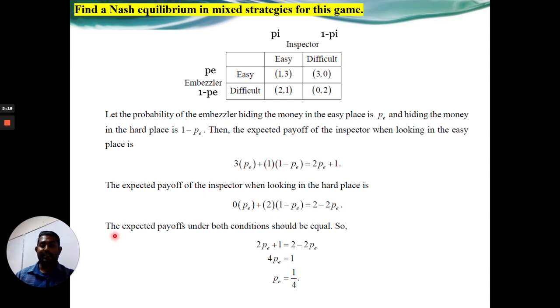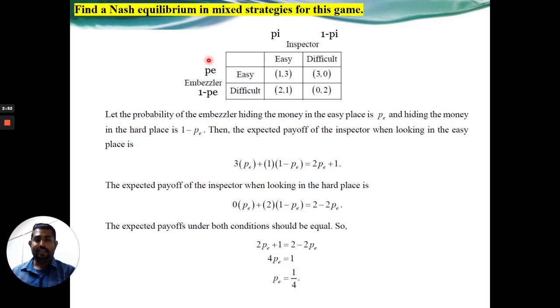And we know when it's called mixed strategy, it's randomizing between two strategies. So that's why we need to make them equal. You can look at this in today's lecture notes, in part 4. Okay, and when you make it equal, you get PE equals 1/4. Definitely if PE equals 1/4, 1 minus PE should be 3/4.